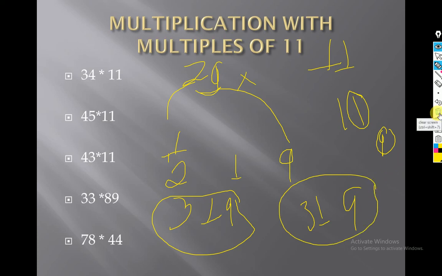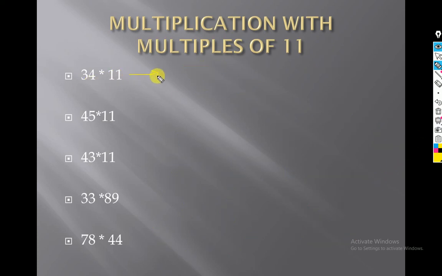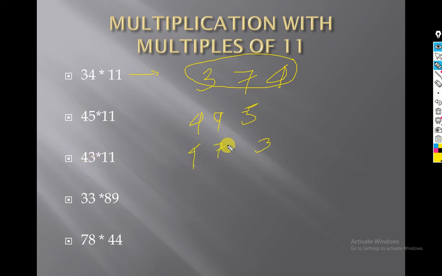Now let's look at these sums. 34 into 11: you take 4 here and 3 here and add them, you get 374. You take 5 here, 4 here, you add them, you get 495. You take 3 here, 4 here, you add them, you get 7.